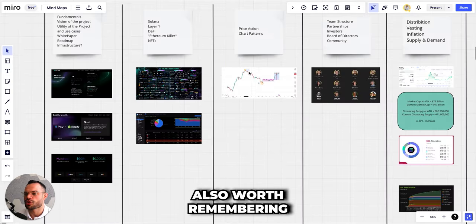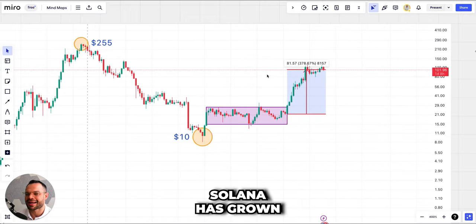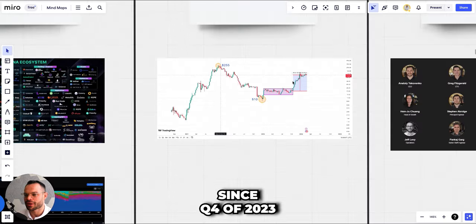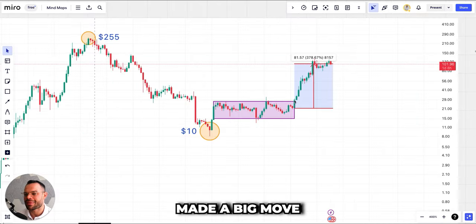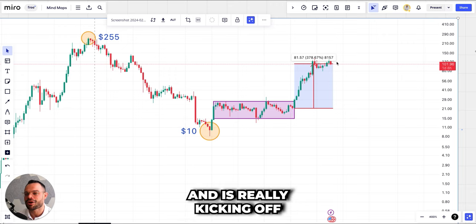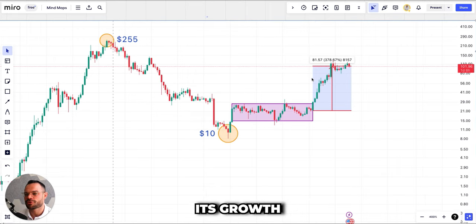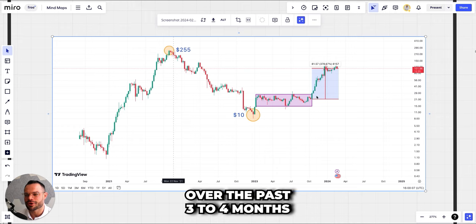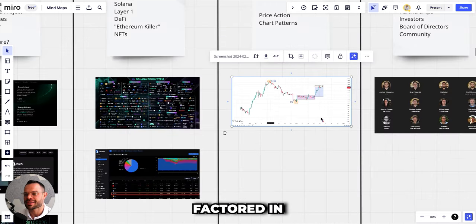I think it's also worth remembering just how much Solana has grown in the past 3 to 4 months. It's up over 378% already since Q4 of 2023. So it's already made a big move in terms of its growth and is really kicking off its growth for this bull cycle with fantastic performance over the past 3 to 4 months. So this is factored in.